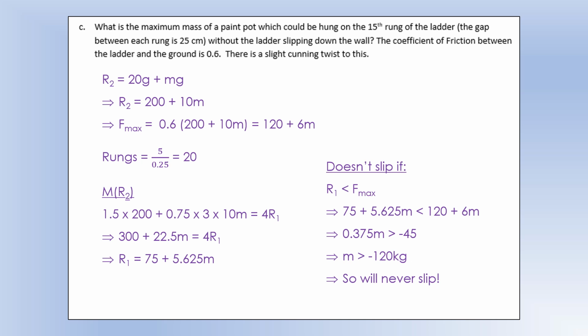Mass has to be 0 or bigger, so mass is always bigger than minus 120 kilograms. So it will never slip regardless of the size of the mass that we actually add. You can see we could put whatever mass we want on the 15th rung of the ladder and it's never going to slip. It might end up toppling, but it's never going to slip.